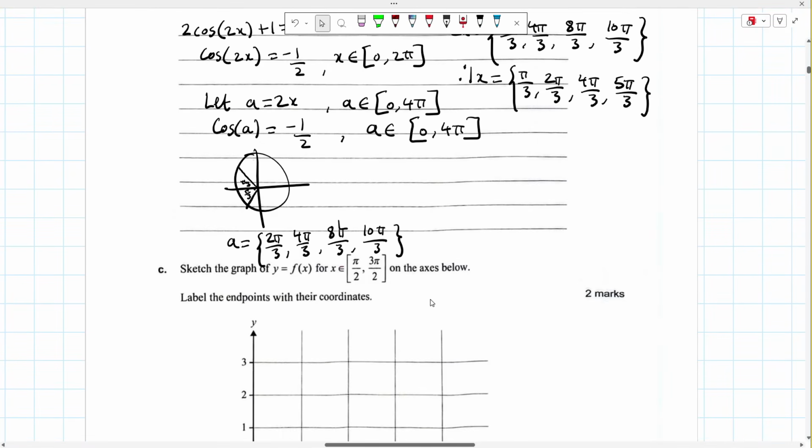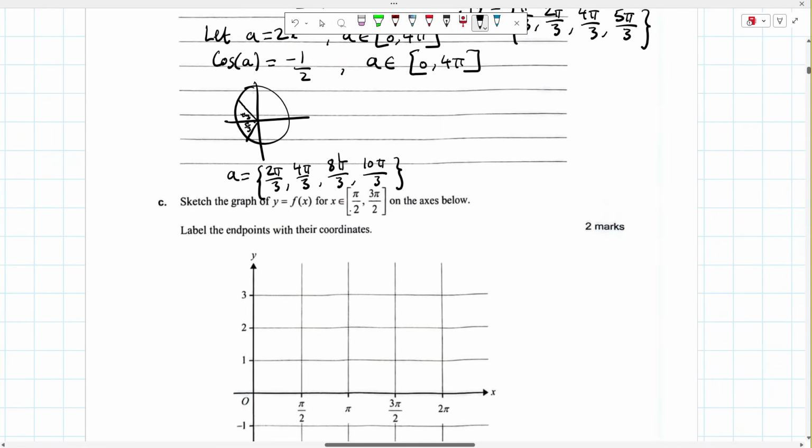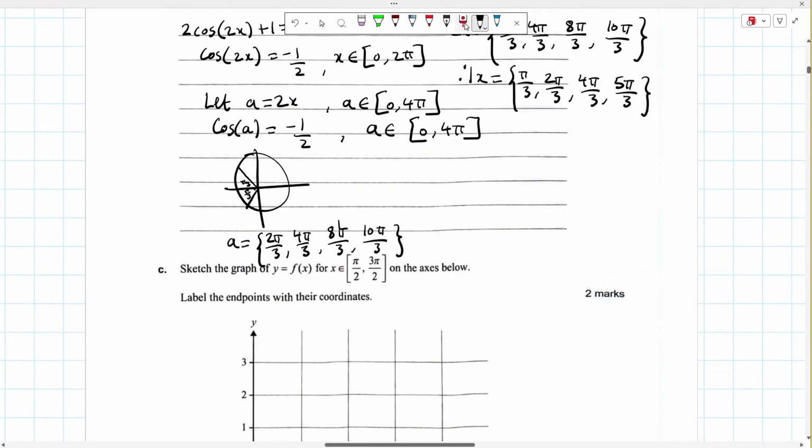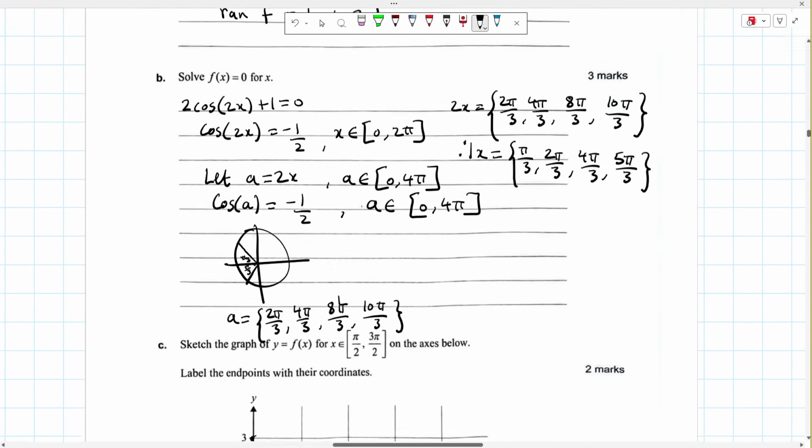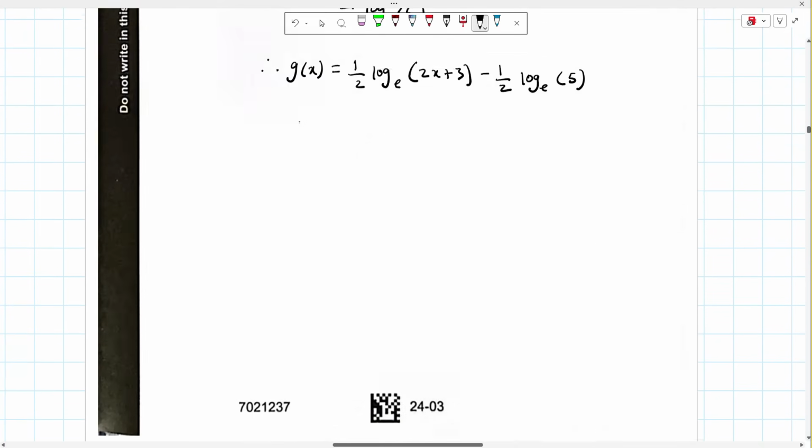Sketch the graph of y is equal to f of x for x is an element of pi on 2 to 3 pi on 2. Okay, so only from pi on 2 to 3 pi on 2. Now remember, the cos graph will look something like that, just a rough shape. So first, let's find f of pi on 2, so we can get the endpoint.